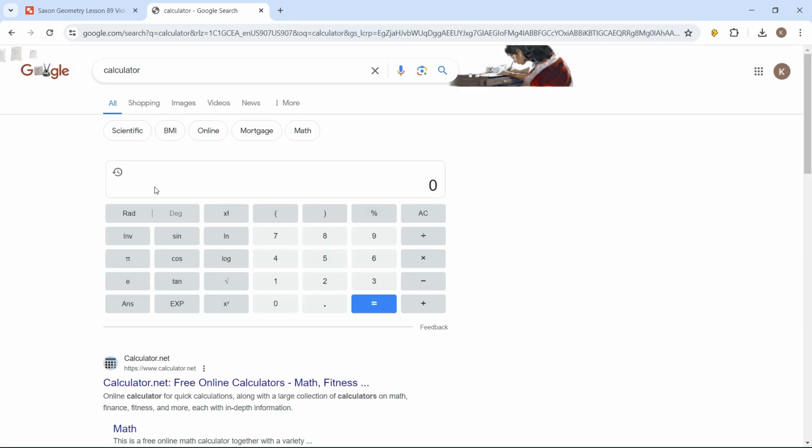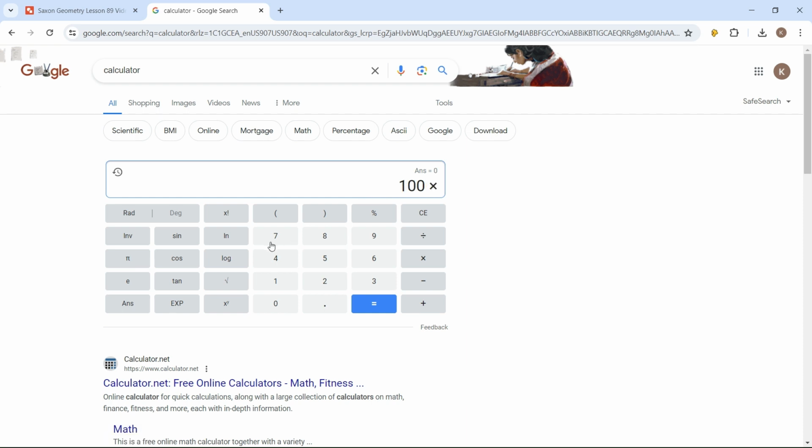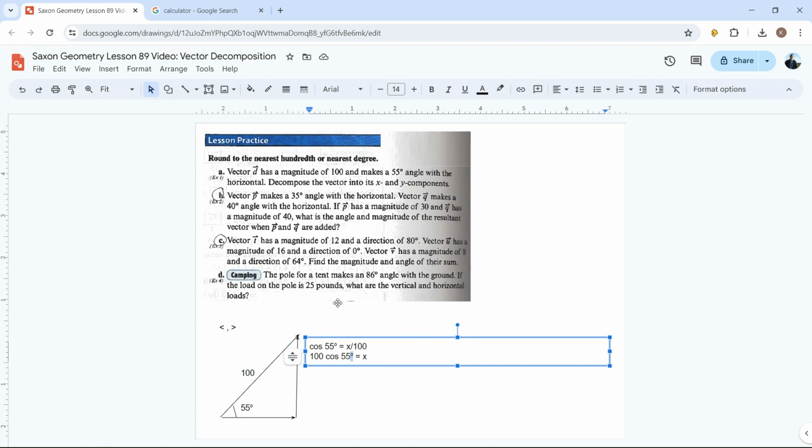All right. And we're going to do 100. Okay. Let's just see if I can punch that in here. 100 times the cosine of 55. I'm going to make sure I'm in degree mode here. Okay, that should be it. Let's do that math. 57.35, 57.4, we'll say. Okay, so that means that x, my x component, is 57.4.